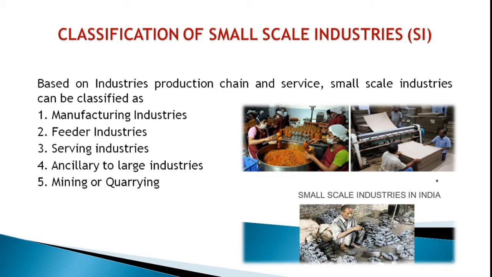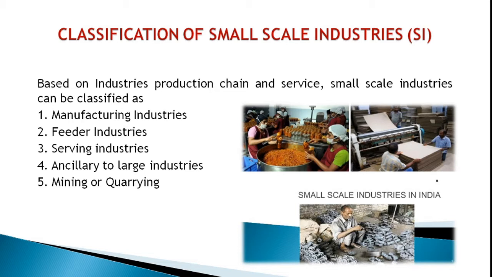Classifications of small scale industry. The classification of small scale industries is based on the industrial production chain and service. Small scale industries can be classified as manufacturing industry, feeder industry, serving industry, ancillary to large industry, and the last one is mining or quarrying. First, manufacturing industry. These industries produce complete products for direct consumption and also process industries, like toy making, pipe, etc. It will be producing a product.